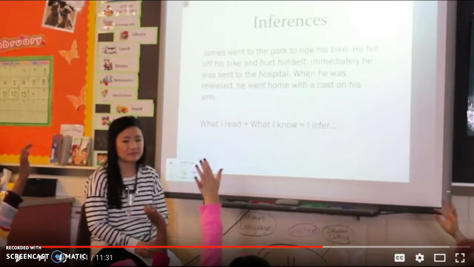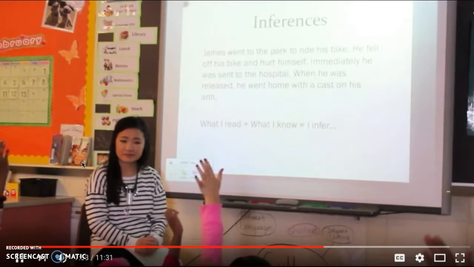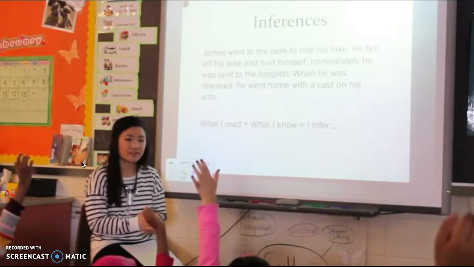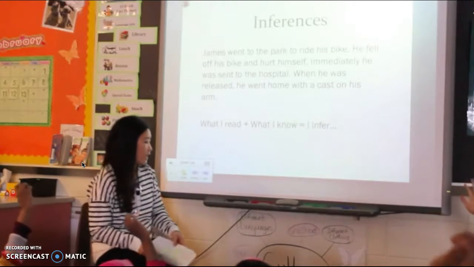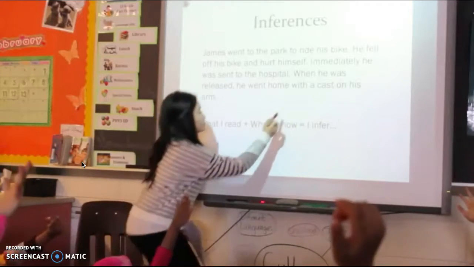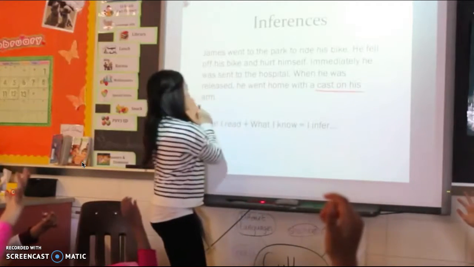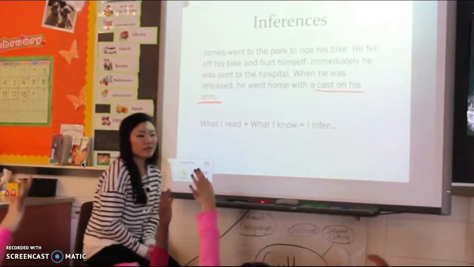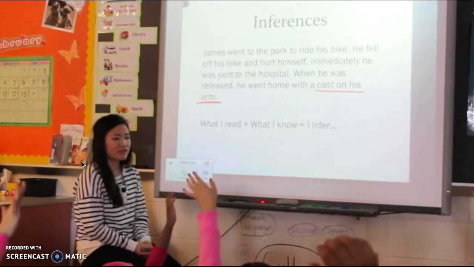Again, here she waits for a response until every student has their hand up. And now, in this example, she's incorporating them and giving them the opportunity to figure out what the key details are. Have a look. Cast on his arm. He's got a cast on his arm. What else can I pick out from this paragraph? Key details.